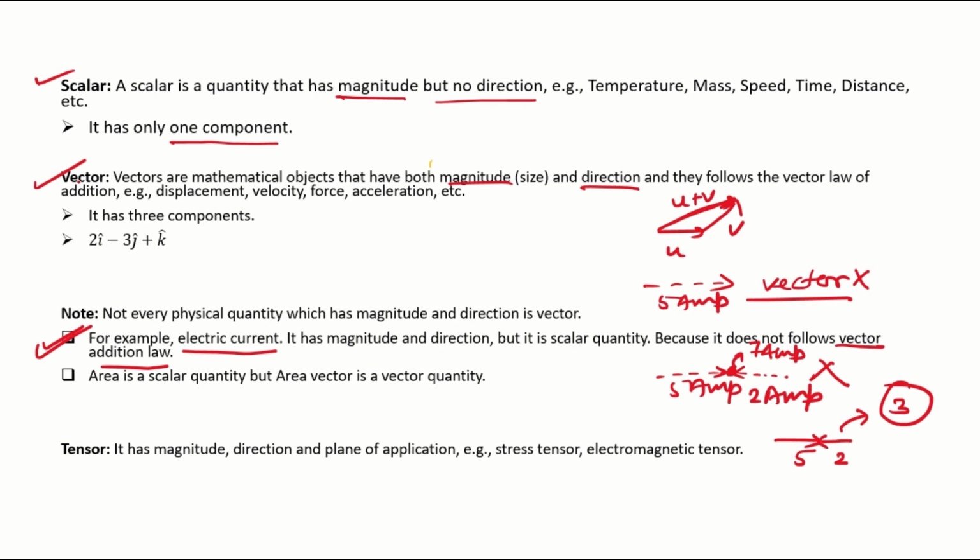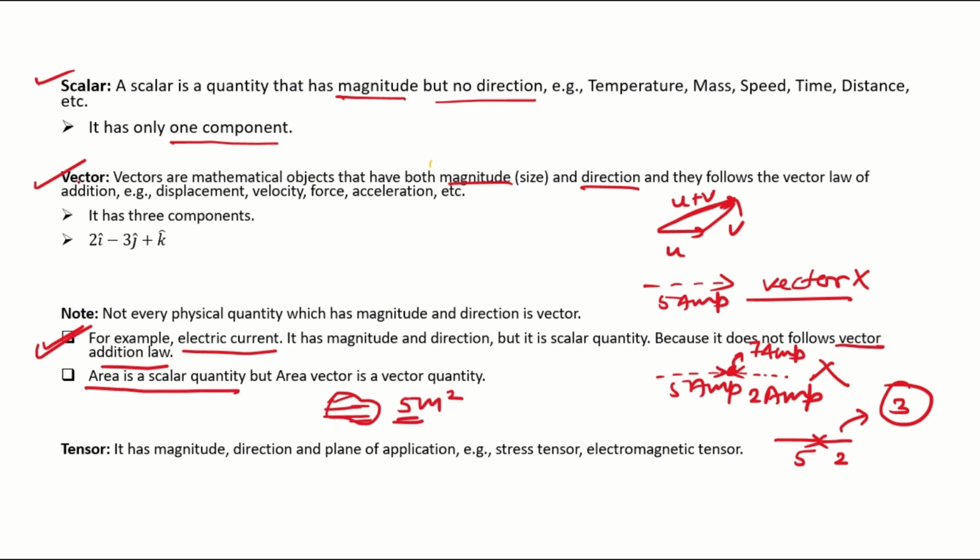Got it? One more thing I have added here: is area a scalar or a vector? So area is a scalar quantity, right? But area vector is a vector quantity. What is the difference between area and area vector? Area is basically, suppose this is a closed curve, and the area of this closed curve is suppose 5 meters square. So only magnitude is associated, so area is a scalar quantity.